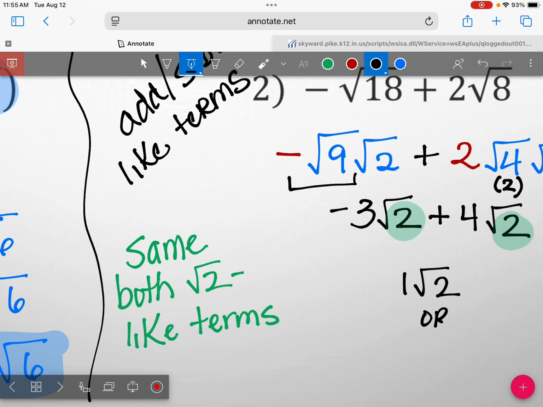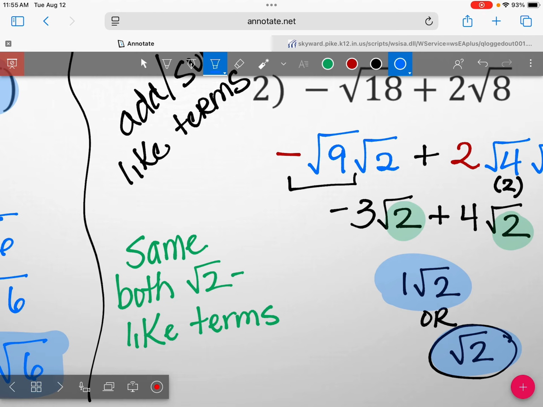You don't have to put the 1. Generally, we would just drop it and say that the answer is root 2. But again, I would accept either one because both are technically right. Any questions? All right, let's look at number 3.